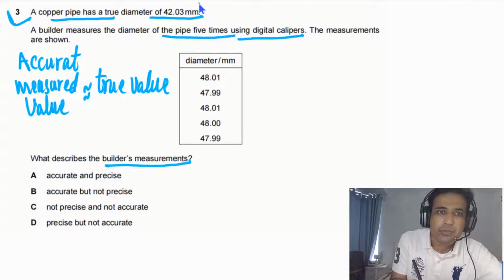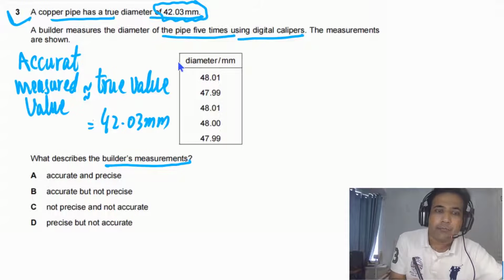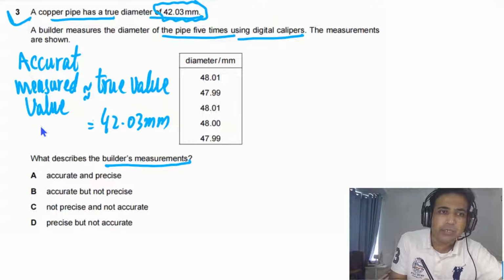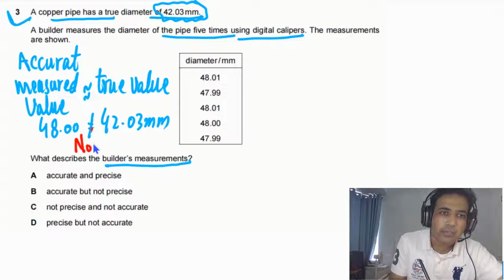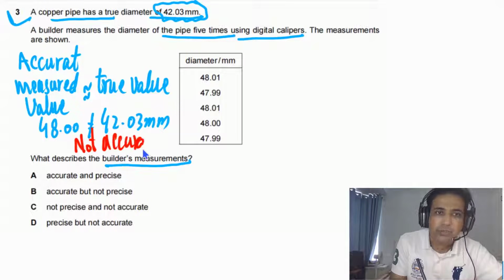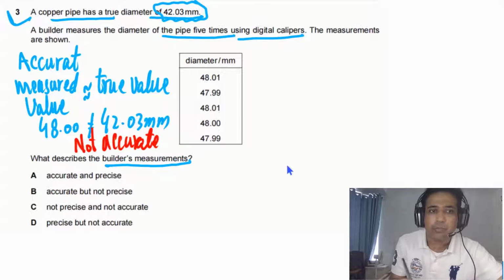So if you look at true value, we have in this case that is equal to 42.03 millimeters. We can calculate the mean value of this one, and the mean value will be about 48.00. So you can see these two values are not close to each other. So it simply means that not accurate. So these measurements are not accurate. So this is one thing we can say about the measurements.